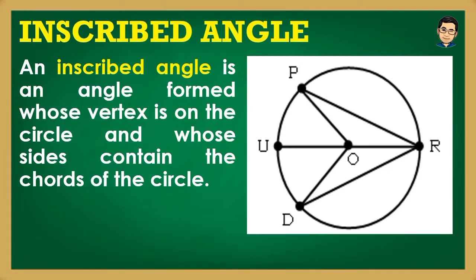So, let's identify one inscribed angle. Ito siya. Ito yung chord. And then, ayan yung isang chord. And then, yung angle natin dyan is angle PRD, wherein yung R, yung kanyang nagsisilbing vertex. So, angle PRD is an inscribed angle. What else? Angle PRU, angle DRU are inscribed angles.